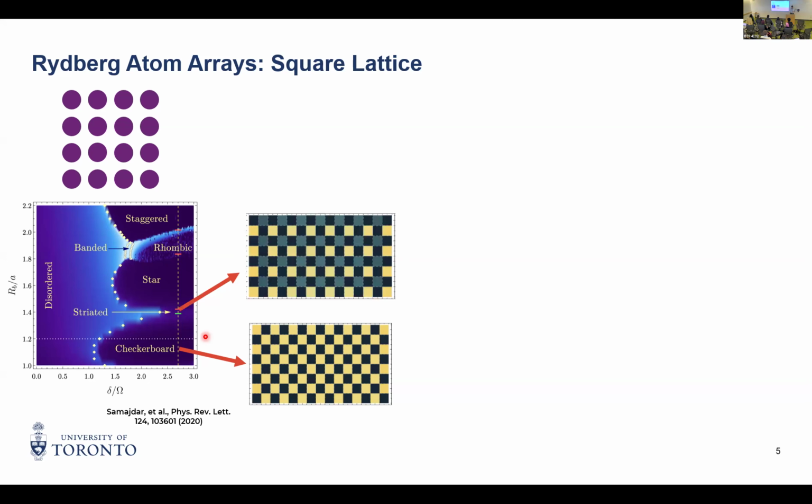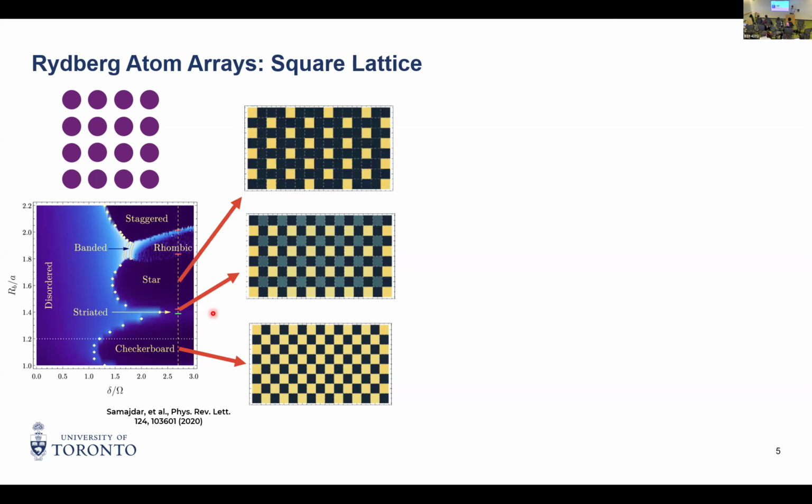We go up a little bit, there's a thin stripe of something called a striated phase that shows up, where the radius at which the Rydberg excitations are blockading each other increases. So now the lattice constant of that pattern increases. We go up again, there's something called the star phase, where they form a slightly more complicated arrangement of excitations.